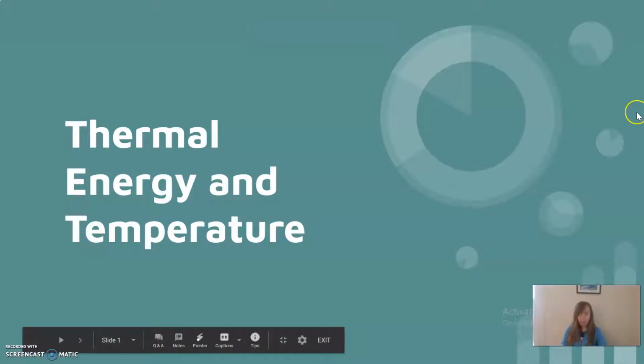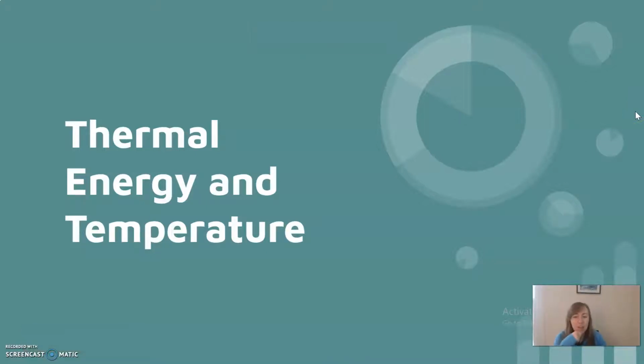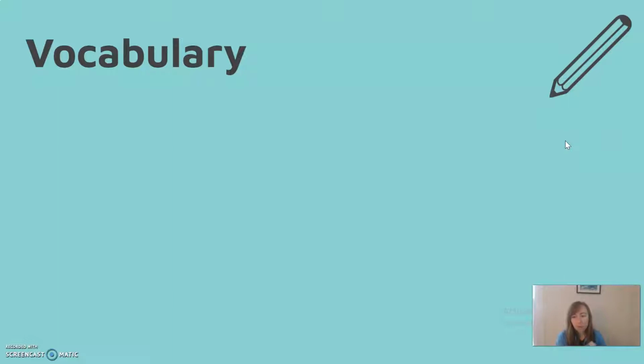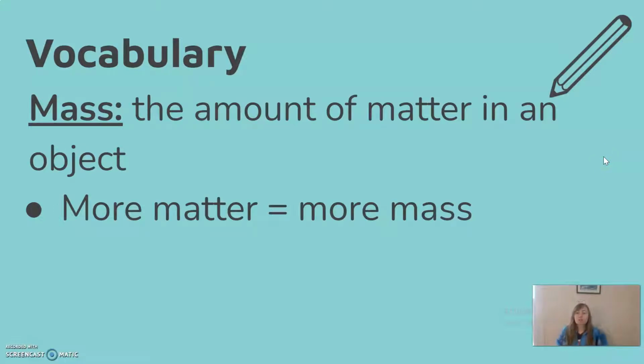Hi everyone. Okay, so today we're talking some more about thermal energy and also about temperature. But before we get into thermal energy and temperature, we have to clarify a couple of definitions. So the first one is mass.